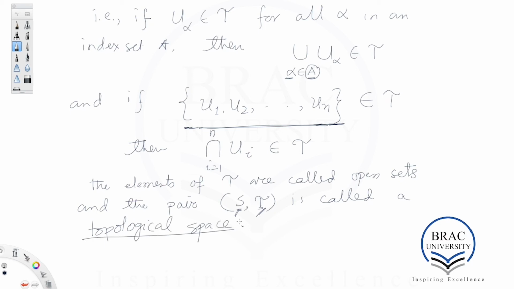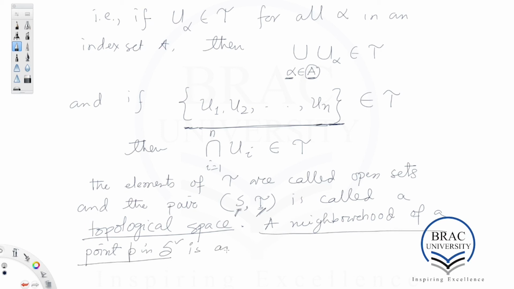Okay, so now there is another terminology of a neighborhood. Whenever we talk about a neighborhood, there will be an associated point of the given set. So a neighborhood of a point p in S, the given set, is an open set U containing p.